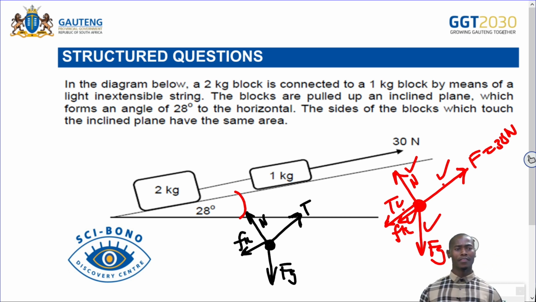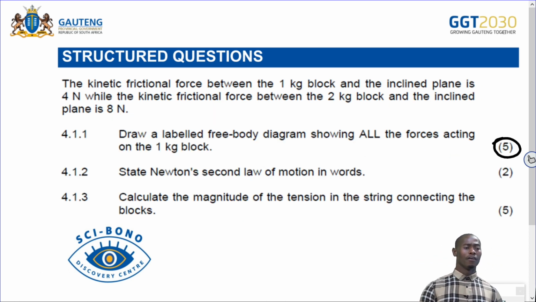Then what are they looking for? 4.1.2, state Newton's second law of motion in words. So they cannot just say state Newton's second law.